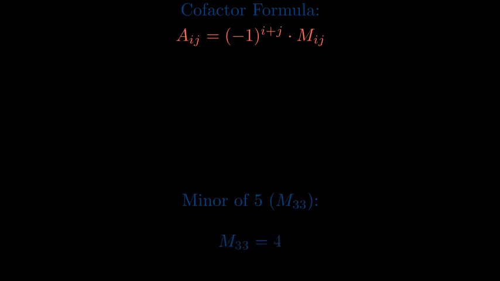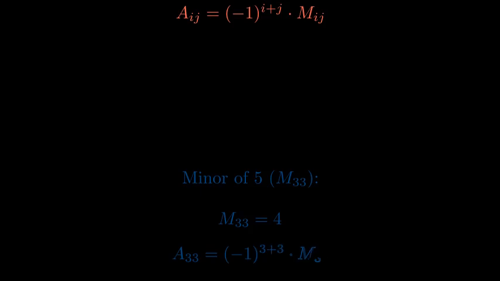Now we have the minor. Let's find the cofactor using our formula. A sub 33 is -1 to the power of 3 plus 3 times the minor we just found. Since 3 plus 3 is 6, which is an even number, -1 to the power of 6 is +1. So we have +1 times the minor. This gives us the final answer. The value of the cofactor of 5 is the minor's value.